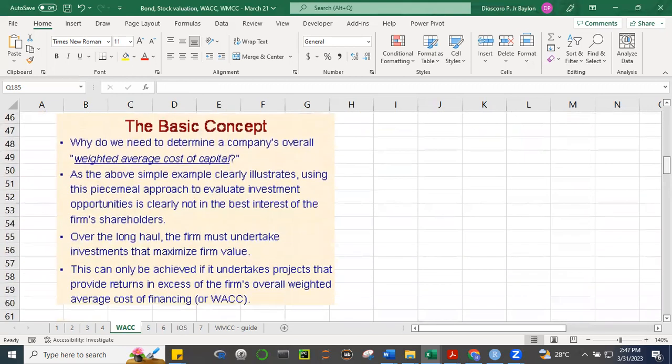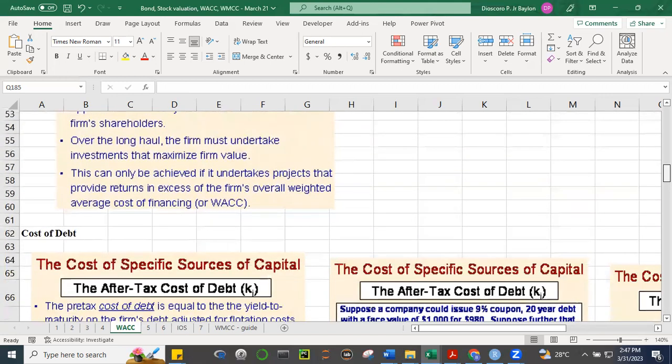Okay, the important principle here is that when companies evaluate projects, what is used is what we call the weighted average cost of capital. Over the long run, the firm must undertake investments that maximize firm value, maximize shareholder value, and this can be achieved by undertaking projects whose returns exceed the firm's overall weighted average cost of capital, or the WACC.